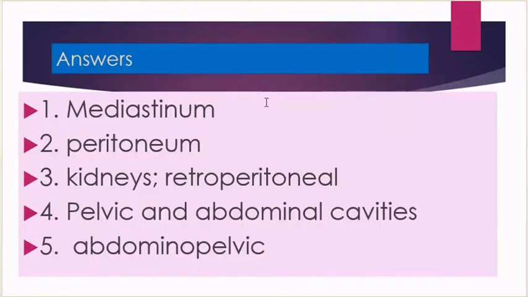Number 1, mediastinum. Number 2, peritoneum. Number 3, kidneys, retroperitoneal. Number 4, pelvic and abdominal cavities. Number 5, abdominopelvic.